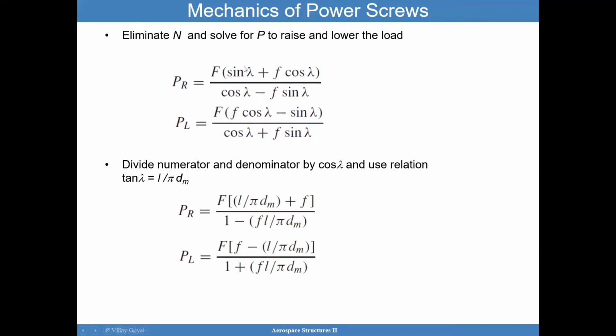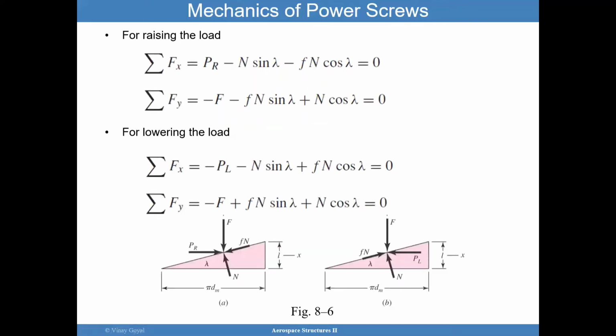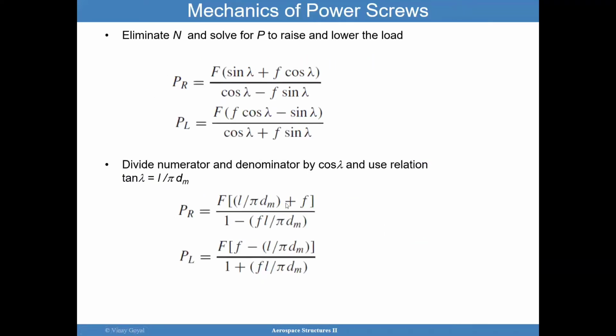We can divide this equation by cosine lambda, and when I do so, I'll quickly realize that tangent lambda equals L divided by pi times the mean diameter. So tangent lambda is really the lead L divided by pi dm. So clearly, I'm able to write everything in terms of the mean diameter and then the value L. And so these geometric parameters are known.